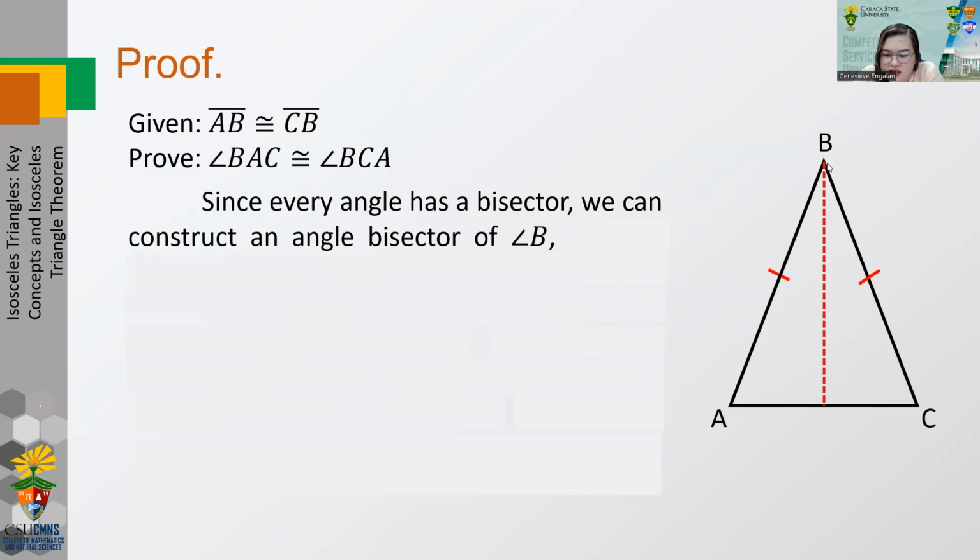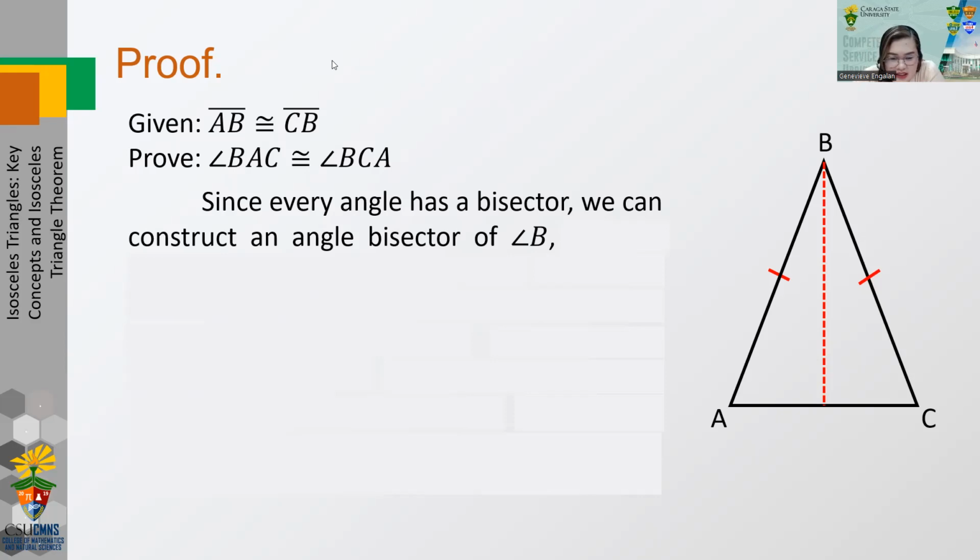Nagets ninyo atong kuan? So naghimo tag angle bisector. So diri congruent na ni kay definition of angle bisector. Tapos naa tay reflexive side, kini given. So side, angle, side. So by SAS, these two triangles are congruent. Unya by CPCTC, the angle A is congruent to angle C. Nasabtan ninyo ang kuan?